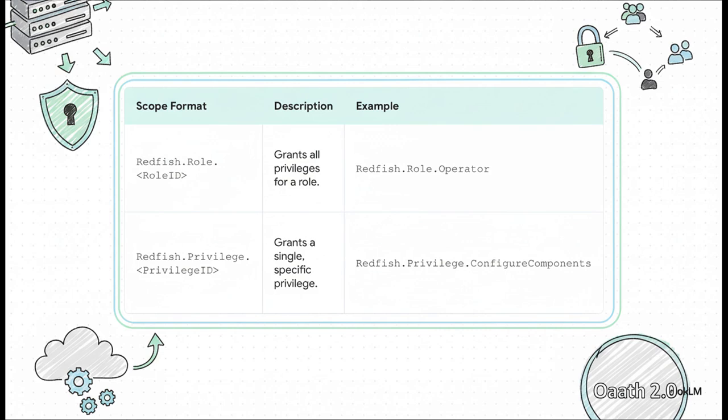And here's where things get really cool and super powerful for automation. The permissions, which are called scopes in OAuth, can be granted in two main ways. You can grant a broad role, like the entire operator role. Or, and this is the game changer, you can get incredibly specific and grant just a single privilege. You could create a token that can only configure components and do literally nothing else. This is the principle of least privilege, and it's perfectly implemented for all your automation needs.